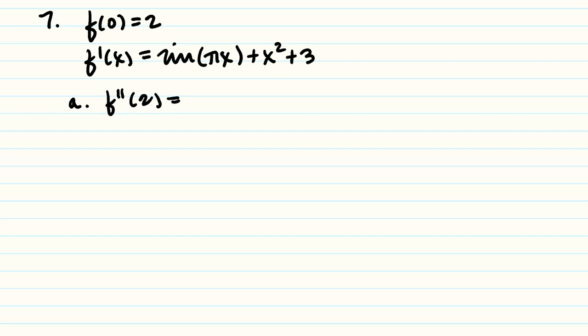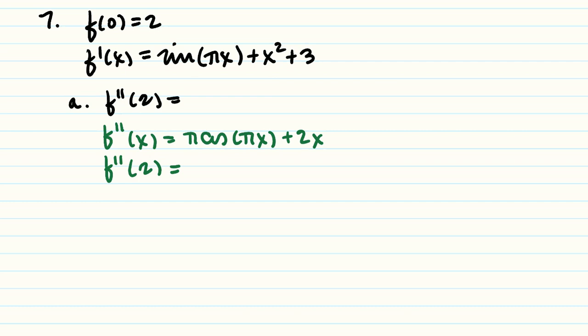f double prime of 2. Well, I need to find f double prime of x first, right? So f prime is equal to that. So f double prime of x will be the derivative of f prime. That'll be pi cosine of pi x, because of the chain rule, plus 2x plus 0. Meaning that f double prime of 2 is going to be pi times cosine of 2 pi plus 2 times 2. And again, if you want to call that 4 plus pi, that's cool. If you want to just leave it there, that's fine too.